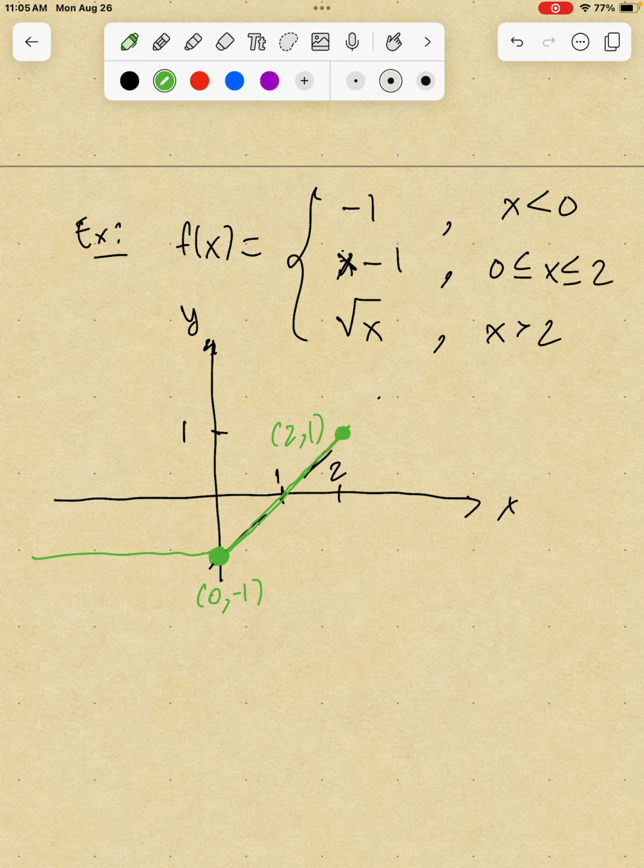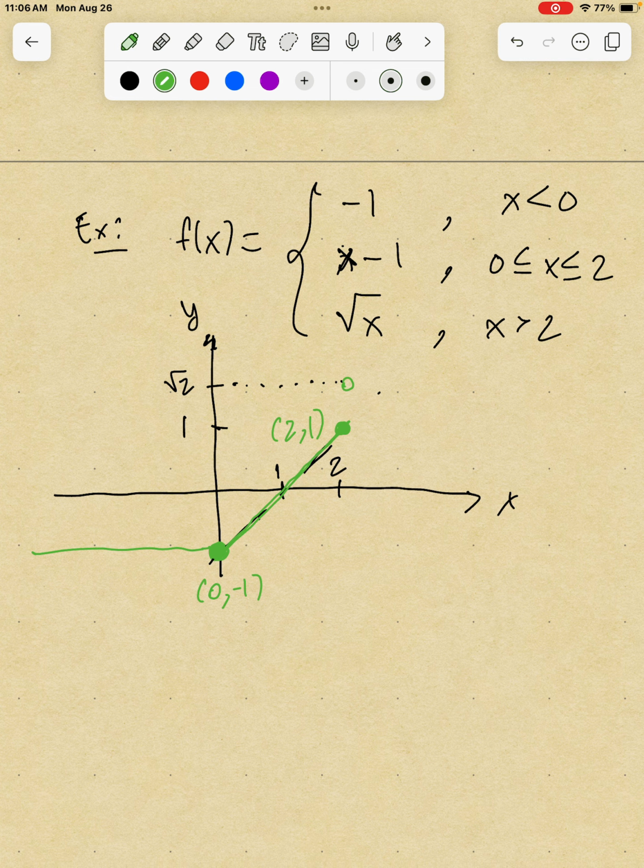And then when x is bigger than 2, I have the square root of x. So the square root of 2 is square root of 2, that's like 1.4 something. So let's say it's over here, right? So then I have a hollow hole, and then I just have the square root of x. Remember, the square root of x, when you graph it, looks like this, right? And it goes on forever.